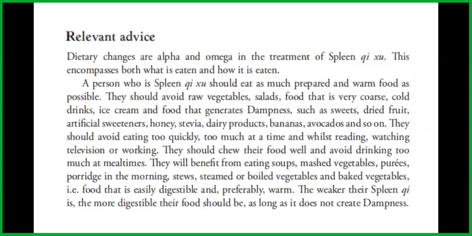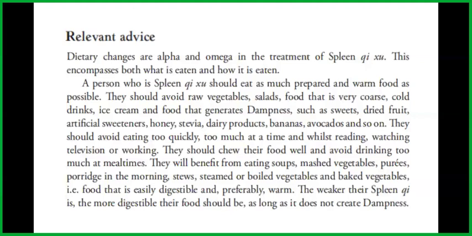For relevant advice, the dietary changes are alpha and omega in the treatment of spleen Qi deficiency. This encompasses both what is eaten and how it is eaten. A person who is spleen Qi deficient should eat as much prepared and warmed food as possible. They should avoid raw vegetables, salads, food that is very coarse, cold drinks, ice cream, and food that generates dampness, such as sweets, dried fruit, artificial sweeteners, honey, stevia, dairy products, bananas, avocados, and so on. They should avoid eating too quickly and too much at a time and whilst reading, watching television, or working. They should chew their food well and avoid drinking too much at meal times.